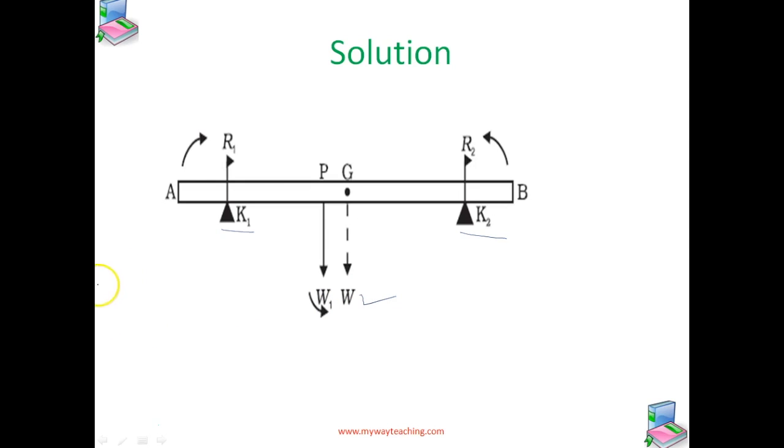So here they have given AB is equal to how much? 70 centimeter. AG is equal to, since it lies with the center of mass, 35 centimeter, half of this AB. And AP is equal to 30 centimeter. And PG is equal to 5 centimeter, because that is AG minus AP, isn't it?